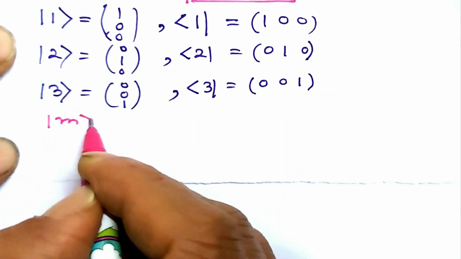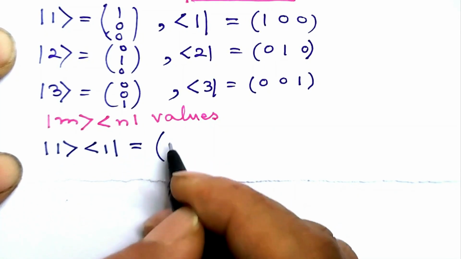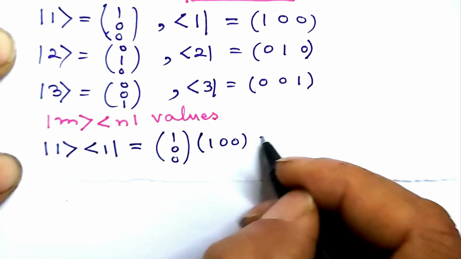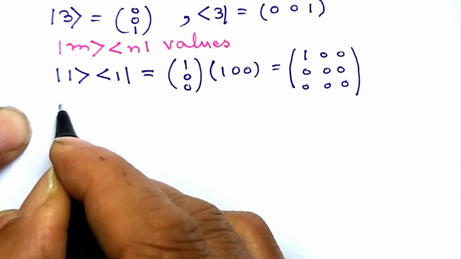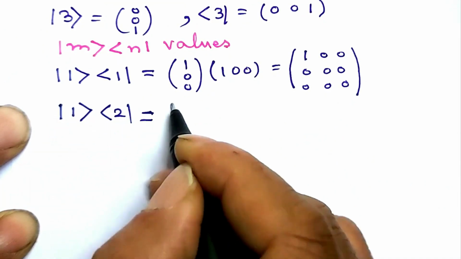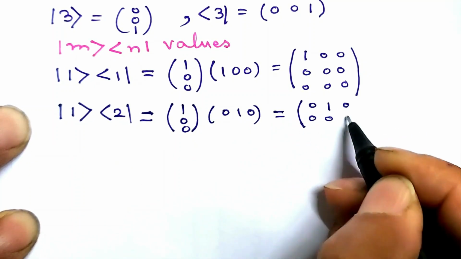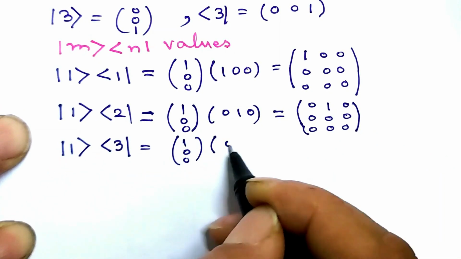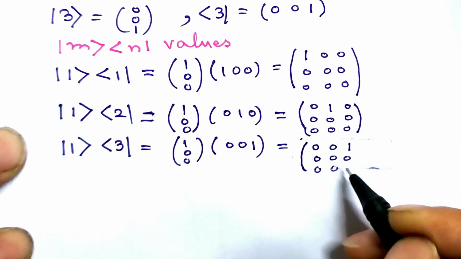Then the ket m bra n values will be: ket 1 bra 1 is, put the column matrix 1, 0, 0 and the row matrix 1, 0, 0. Now take the product to get the 3 cross 3 matrix. We have 1 here and all other elements are 0. Next, ket 1 bra 2 is, now we get a 1 here and all other elements are 0. Ket 1 bra 3 is 0, 0, 1, 0, 0, 0, 0, 0, 0.